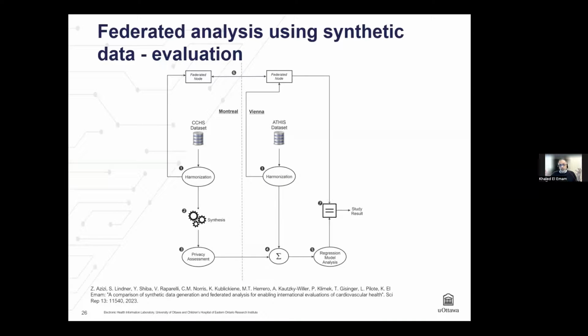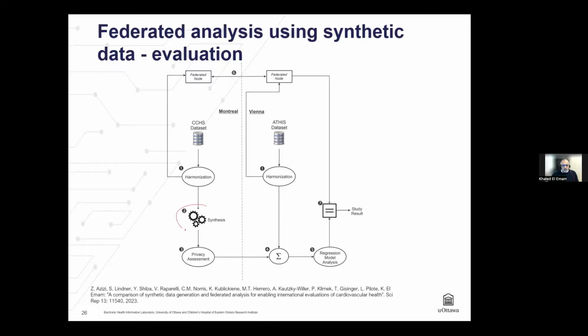So one other study we did with our colleagues at McGill is using it for distributed analysis when you have data distributed across multiple jurisdictions. The context for this was a study pulling data between Canada and Austria, between McGill and University of Vienna. So we had the CCHS data set, both of those, and the ATHIS data set from Statistics Austria. Both of these were harmonized, so that's fine.